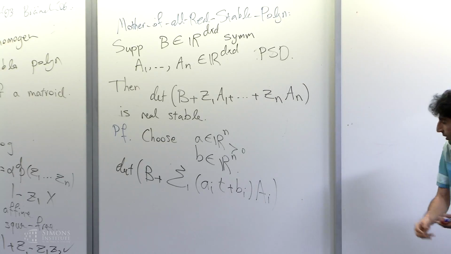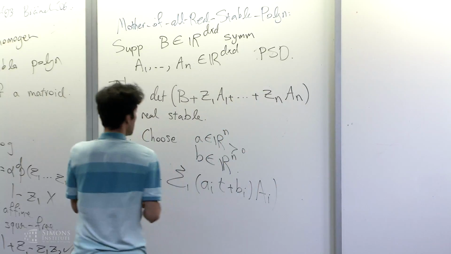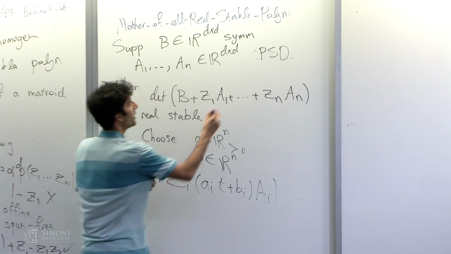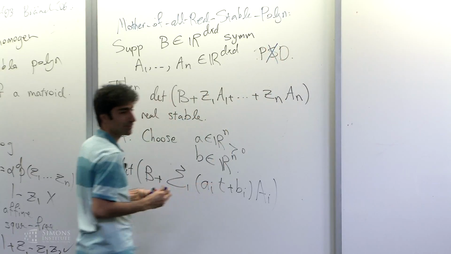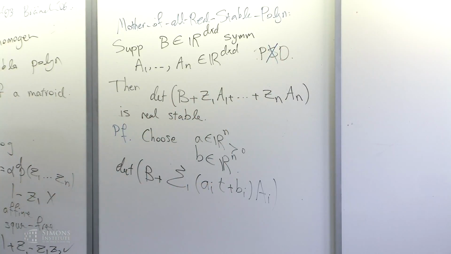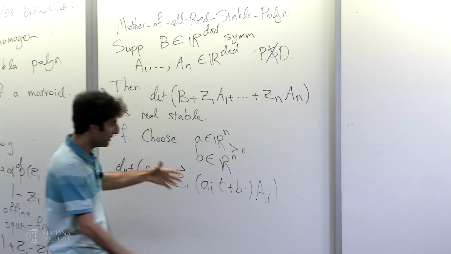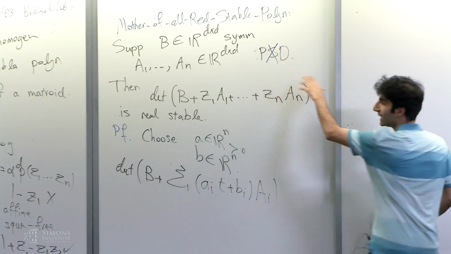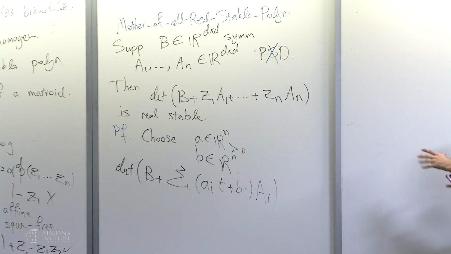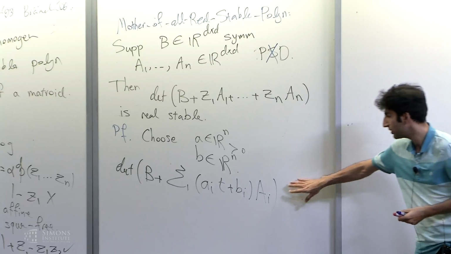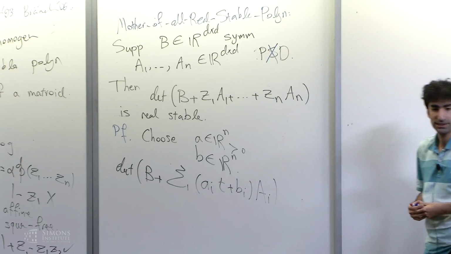Good. So let me make my life easier. Look at the sum here. Suppose these matrices are positive definite. In fact, there would be a limiting argument which extends this to all PSD matrices. But let me prove the easier statement for positive definite matrices. So suppose these A_i are positive definite.